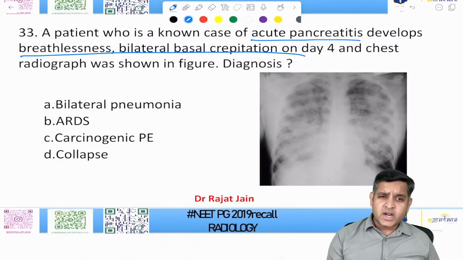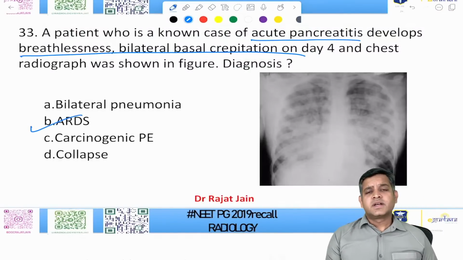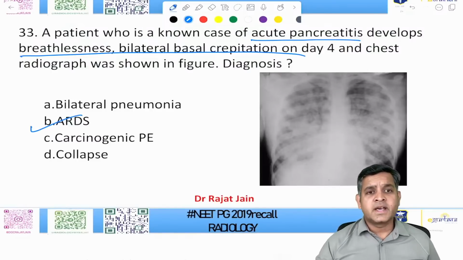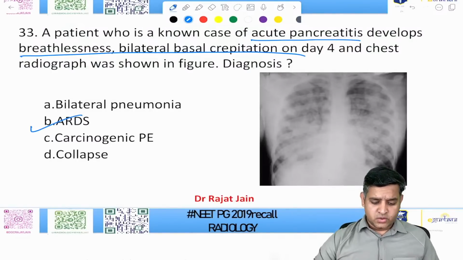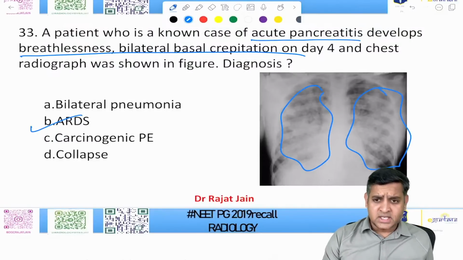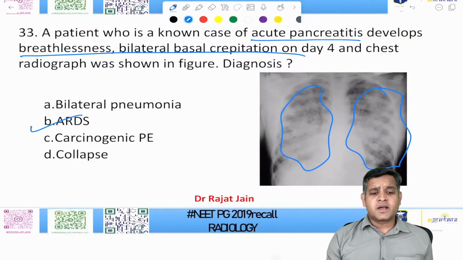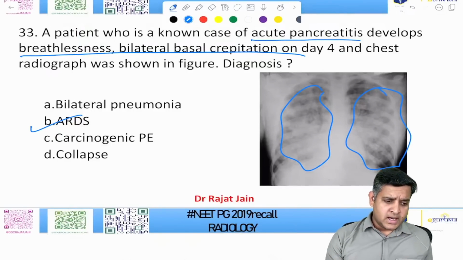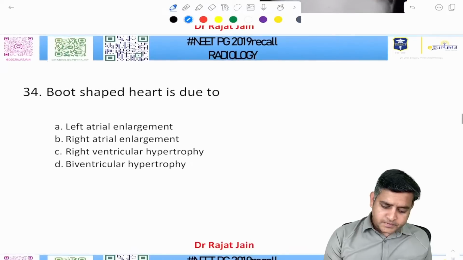Now what do you see? It cannot be anything else but ARDS, acute respiratory distress syndrome. And you can see multiple fluffy opacities scattered in bilateral lung parenchyma with an appropriate clinical history. That's a classical case of ARDS, right?